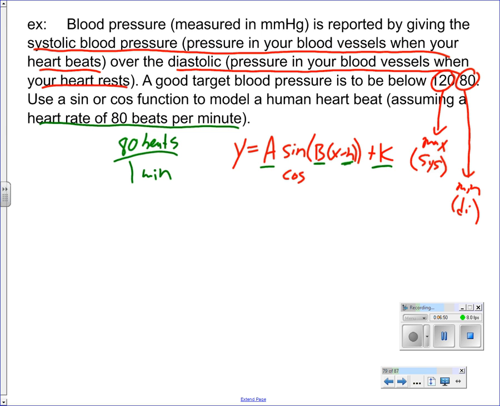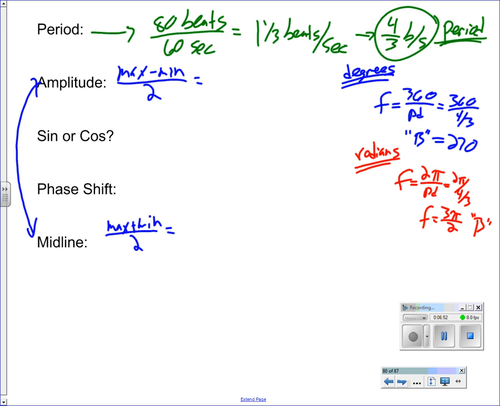So using those as max and min, we can go back and find both the amplitude and the midline. For amplitude, it's going to be 120 minus 80 over 2. So that'll be 40 divided by 2, or 20, will be our amplitude. And that's what we'll put in for A in our function in terms of our transformations.